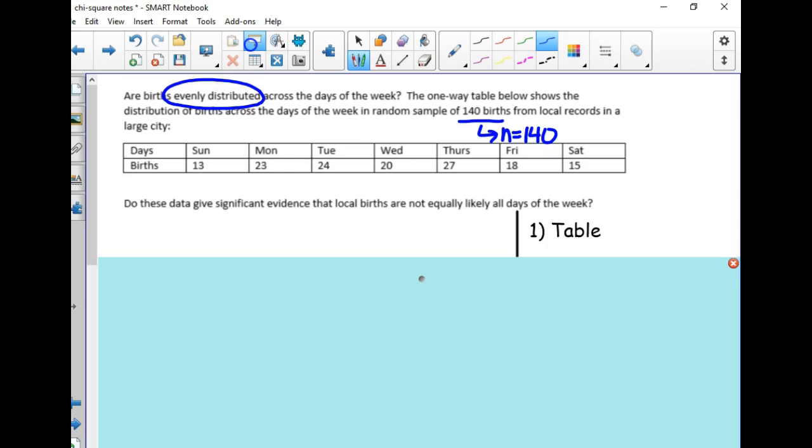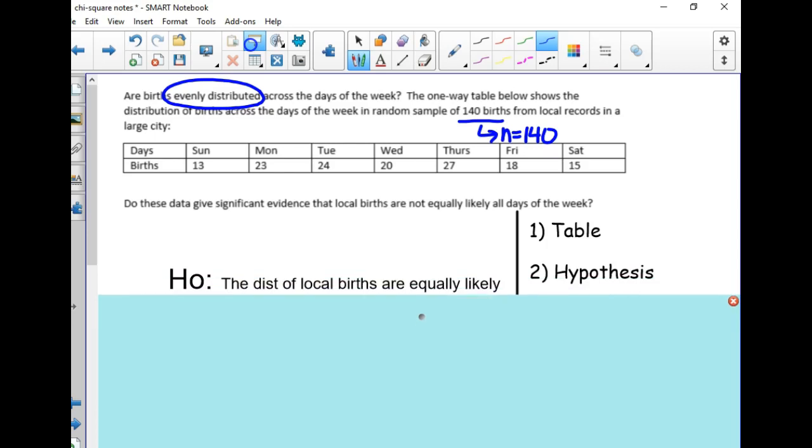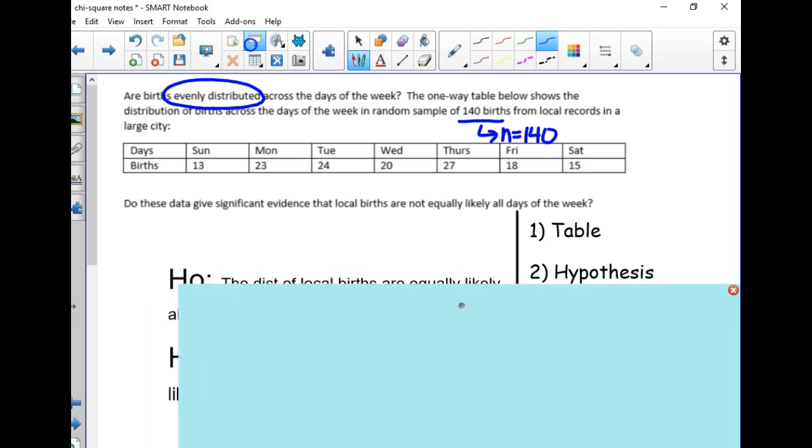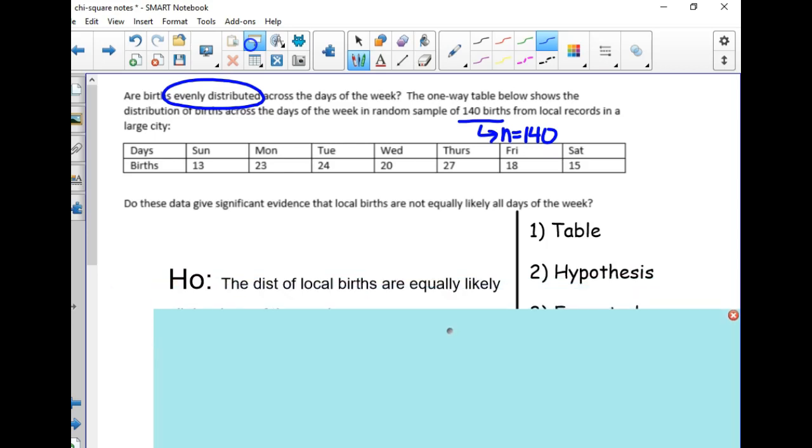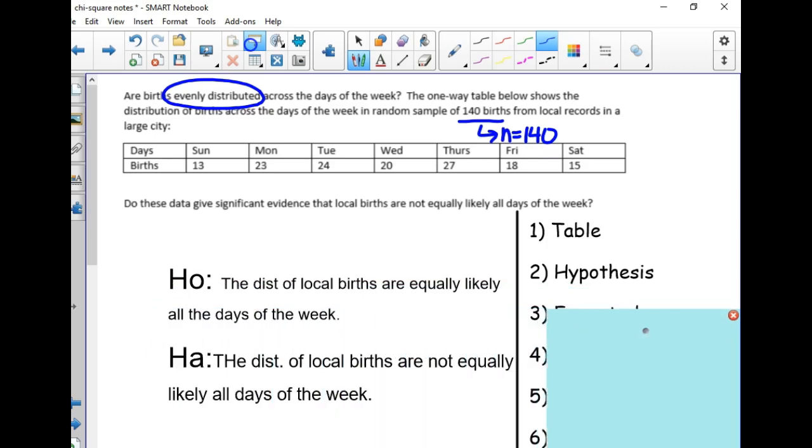Step 2, so if you were gone on Monday, we got through the first 4 steps, okay? Step 2 is your hypotheses. Now your H-naught is always a statement of something being the same. Or it's an is statement. So it is the same, okay? The distribution of local births are equally likely all days of the week. Where did I get that phrase?